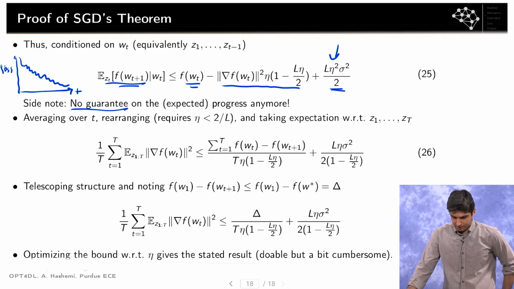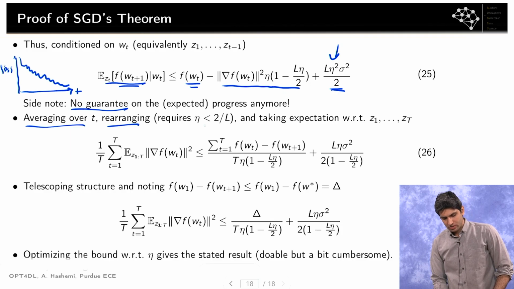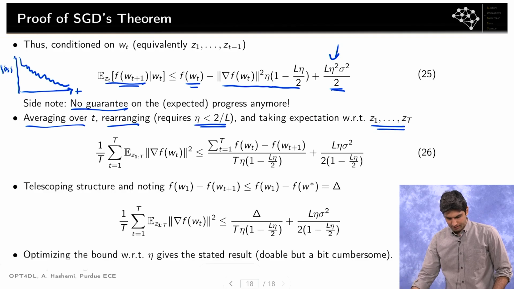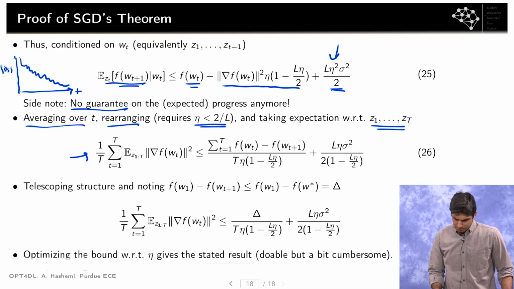But after this, the rest is again identical to what we saw before. We're going to take the average over time and do some rearranging. Again, this requires that the step size is less than the edge of instability, 2 over L. And then finally, we have to take expectation with respect to all of our random decisions. This is the place where we leverage the fact that our samples are independent to arrive at this point. Now here again we have two terms.